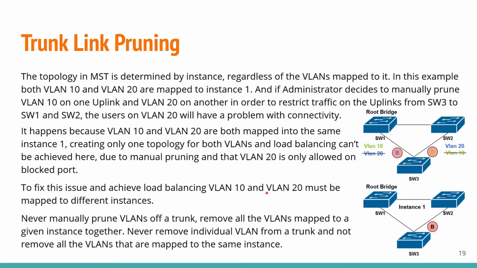And to fix this issue and achieve load balancing, VLAN 10 and VLAN 20 must be mapped to different instances. Never manually prune VLANs of a trunk. Remove all the VLANs mapped to the given instance together. Never remove an individual VLAN from a trunk without removing all the VLANs that are mapped to the same instance.